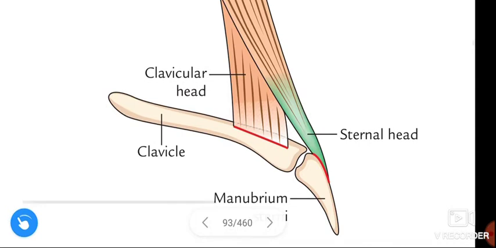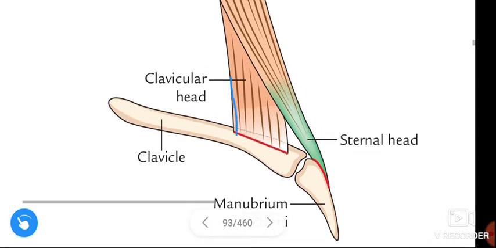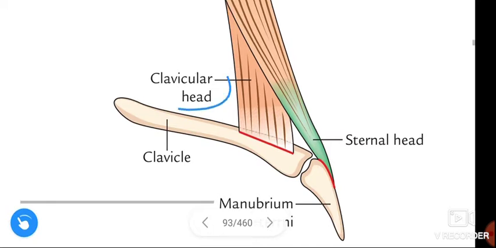And see here, this is the clavicular head. Clavicular head originates from the clavicle. It is musculo-aponeurotic and it is deep to the sternal head.